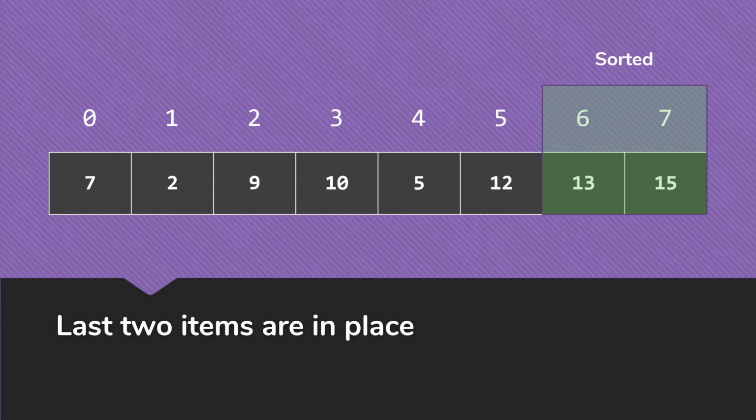At this point, we know that the 13 is in place. It has bubbled to the end of the part we're looking at. So again, we're going to ignore that part. And in the next pass through the outer loop, as we go through the whole inner loop, we'll limit ourselves to looking at the items in indices 0 through 5.